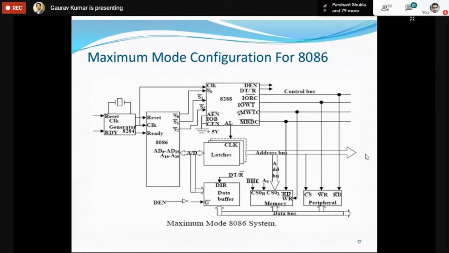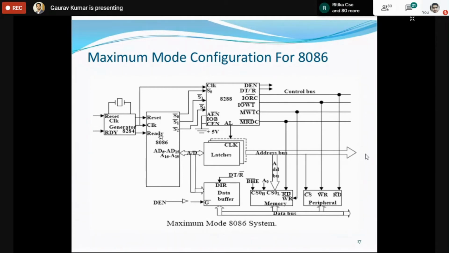We will see in the timing diagram what is the difference between the timing diagram of the minimum mode and the maximum mode. So this is how it is decoding these S0, S1 and S2 control signals. We have drawn a truth table yesterday.